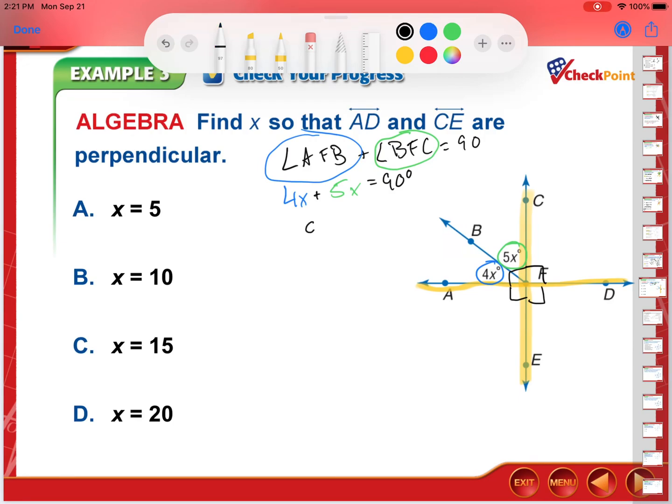So now I'm going to combine my like terms. So I end up with 9x equals 90 degrees. Divide by 9 to get the x by itself. So I have to do that to the other side as well. And x equals 10 degrees. Or I guess it's not degrees, it's just x equals 10 since it's an equation. So I'm going to look over here and I see that x equals 10 in B. So that has to be my correct answer.